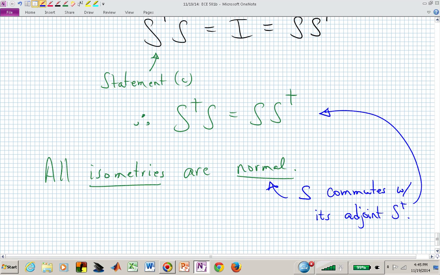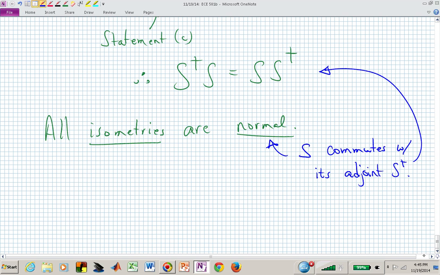Which is what that statement above says. S dagger S equaling S S dagger is really just saying S commutes with S dagger, or with its adjoint, or S is now normal.